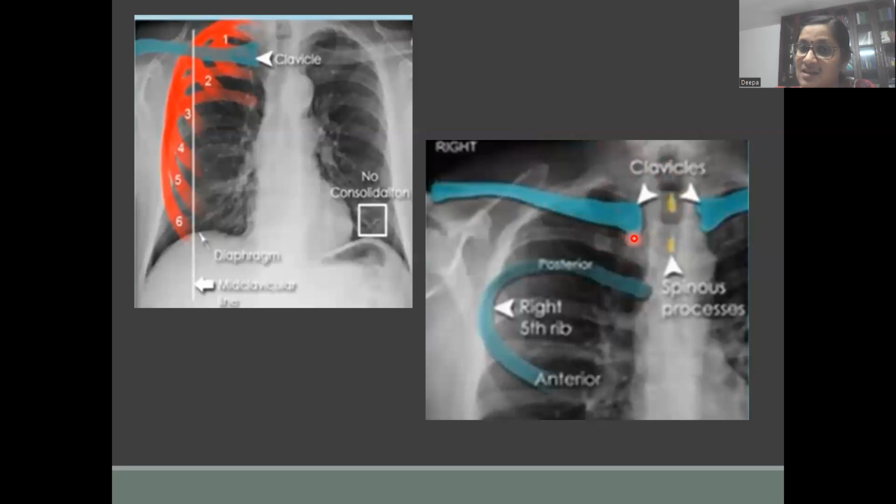Now, how will you differentiate between posterior ribs and anterior ribs? As you can see in this X-ray, these are the posterior ribs. The posterior ribs are straight, they are close to the spine, whereas the anterior ribs are angulated and they are away from the spinous process of the vertebral body. So, you can either count the posterior ribs or the anterior ribs, and if you are able to count 8 ribs posteriorly and 6 ribs anteriorly, that means this is an inspiratory film.